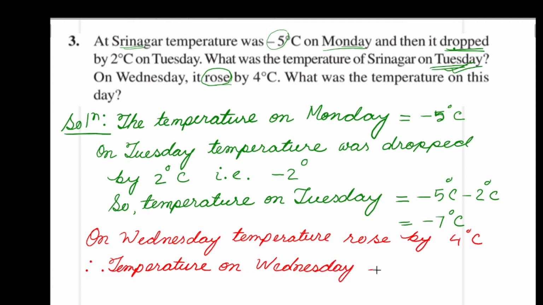was what? Minus 7 degree on Tuesday. Then it is increased plus 4 degree. So, it will be minus 3 degree Celsius. So, you have to write the temperature on Wednesday is minus 3 degree Celsius. Okay? Fine. Come to the next question.